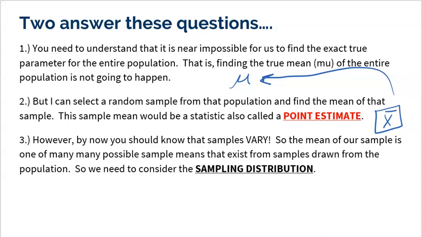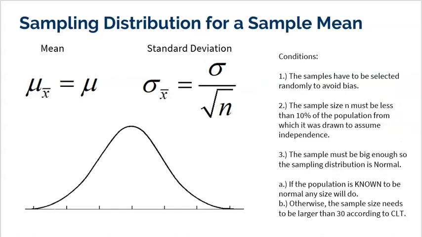So the mean of our sample is one of many possible sample means out there. This is why I need to consider sampling distribution first and foremost, because the whole point of what we learned in Unit 5 about sampling distributions is that they show us what all possible sample means will look like. So let's talk about a sampling distribution for a sample mean real quick.